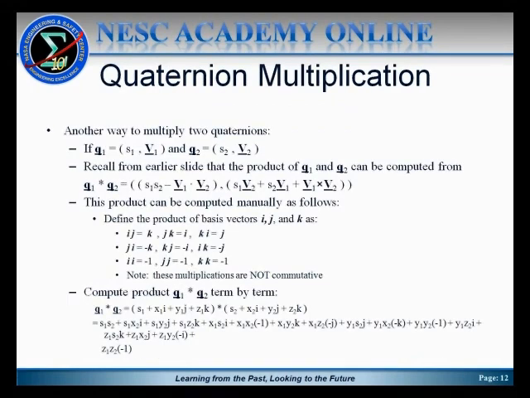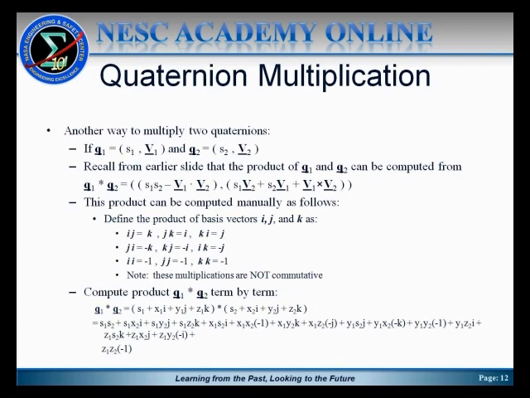Now we'll discuss another method that you can use to multiply 2 quaternions. If we have 2 quaternions, Q1 and Q2, where again the scalar part of quaternion Q1 is called S1, the vector part is called V1, and the scalar part of quaternion 2 is called S2, the vector part is called V2. Recall from an earlier slide that the product of Q1 and Q2 can be computed as a function of multiplications of the scalar parts with the vector parts, and dot products and cross products of the vector parts.